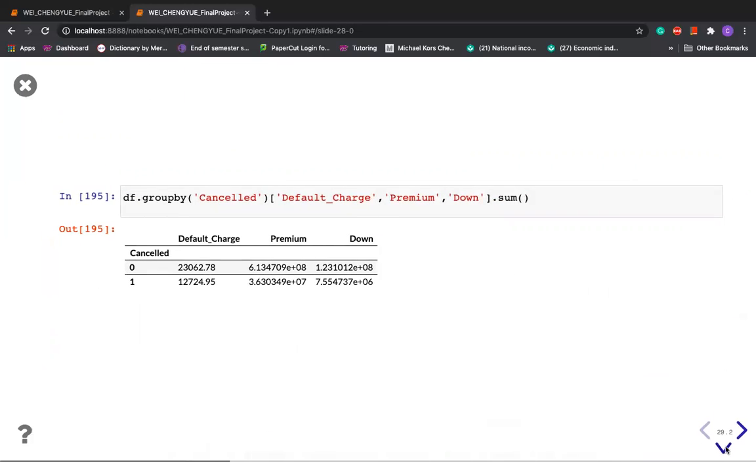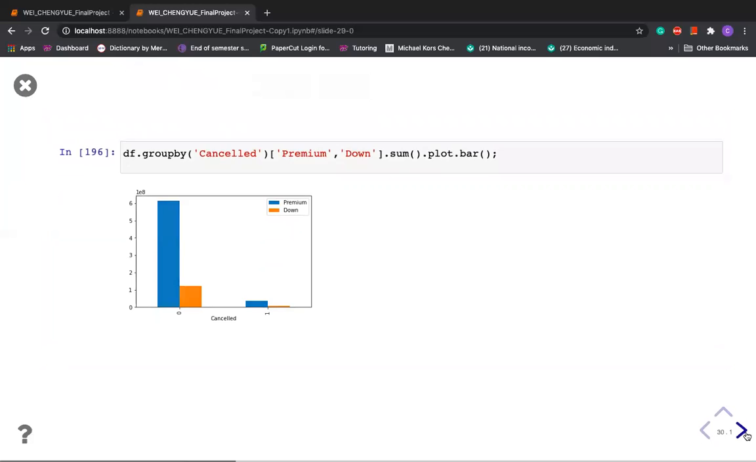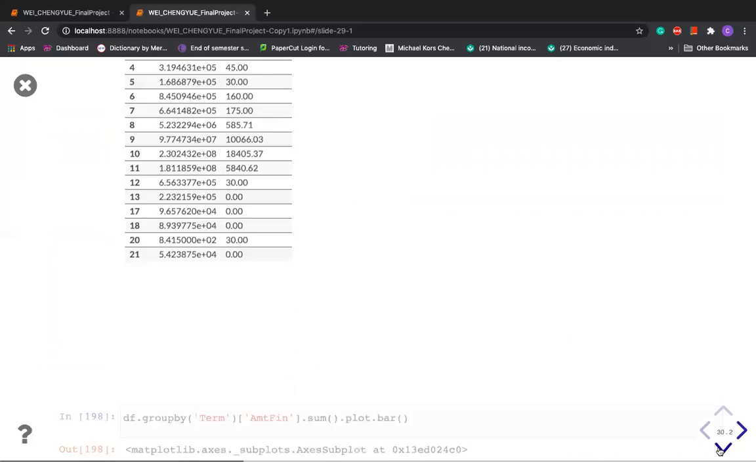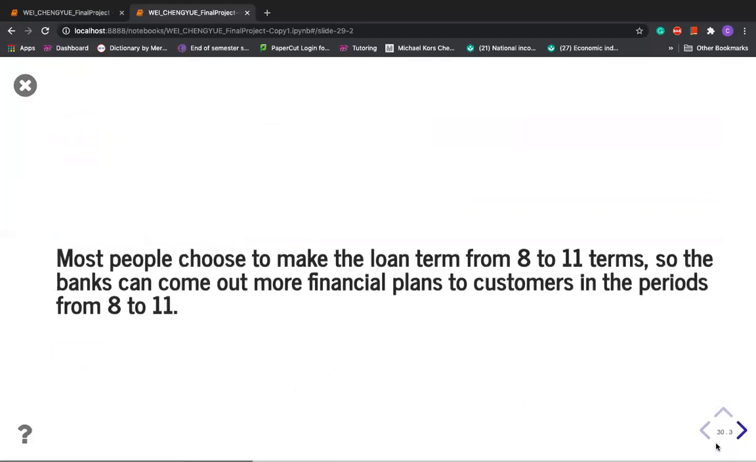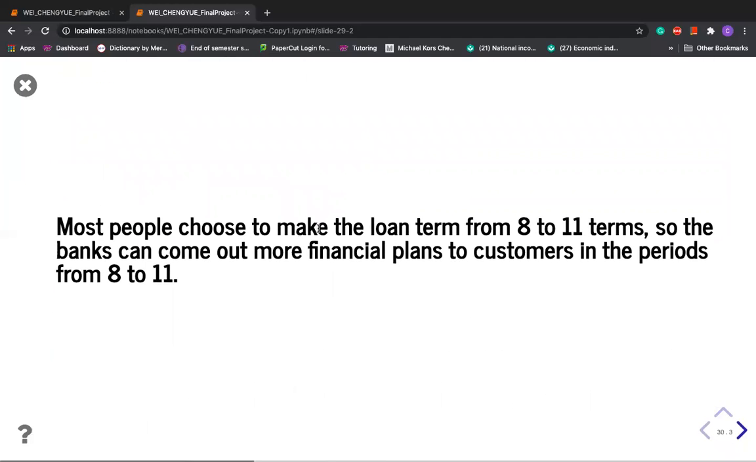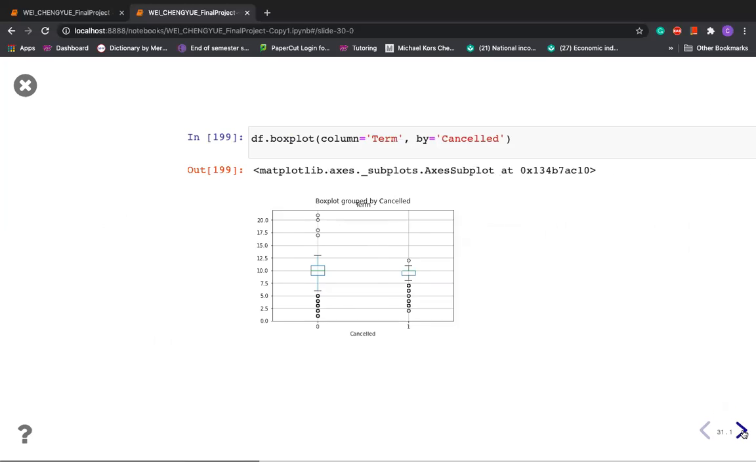So we'll just make a couple plots here to see if there's any information we can get from the tables. And we can see customers usually make their loans with 9 terms and 11 terms. That is huge information. So most people choose the long terms, from 9 to 11 terms. So the bank can come up with more financial plans for the customer in those periods without wasting too much resource.